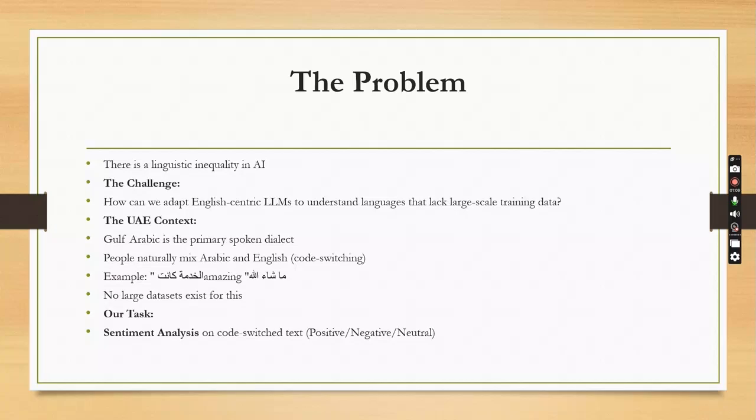On social media, you'll see posts like "MashaAllah, khidma kanat amazing," which means the service is amazing, God willing. If you give this to an English-only model, it understands "amazing" but misses the Arabic context. If you give this to a Modern Standard Arabic model, it may understand al-khidma, mashallah, but it will miss the English intensifier, "amazing." So you don't really get a complete context.